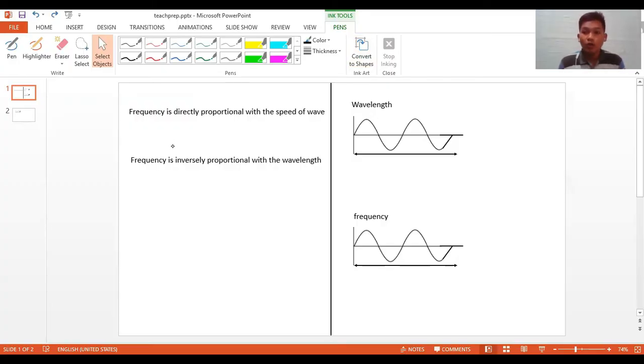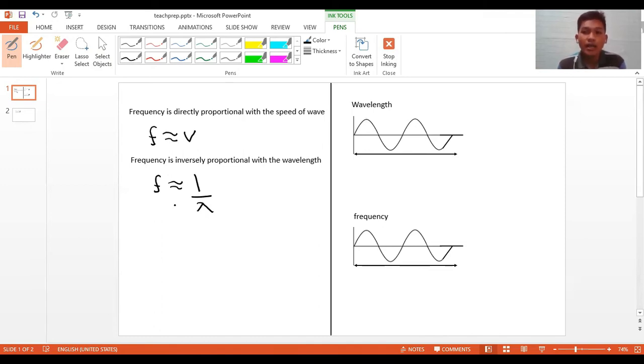So students, based on our result from the observation that we have done, we have two things. The first one is frequency is directly proportional with the speed of wave, right? So we can symbolize frequency as F, directly proportional with the speed of wave, symbolized as V. After that, we have frequency is inversely proportional with the wavelength. So we can symbolize frequency as F inversely proportional with wavelength, which is lambda.